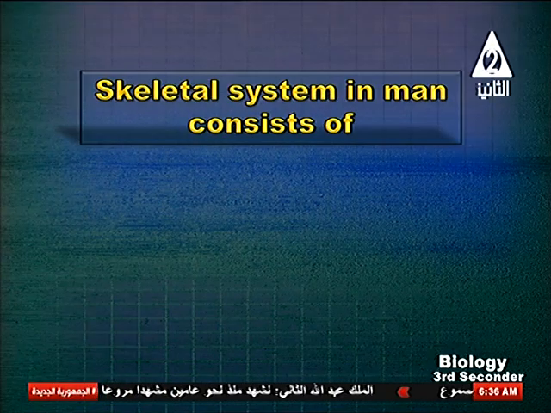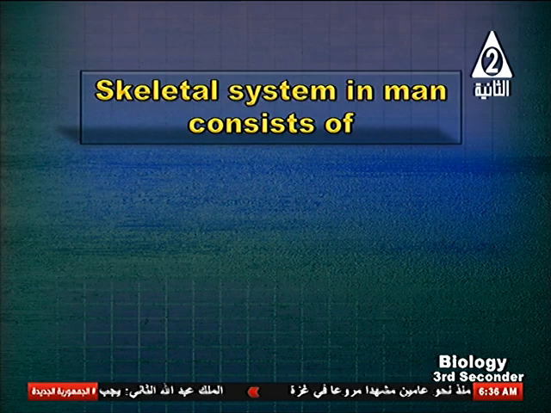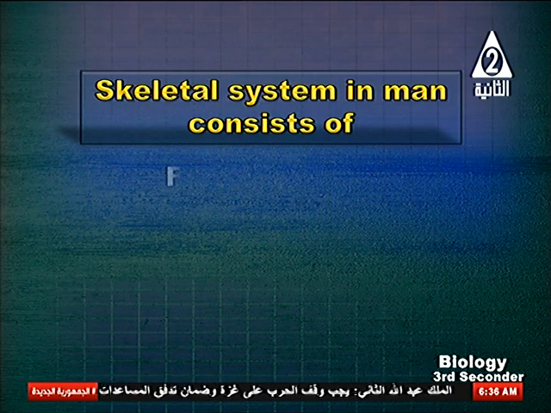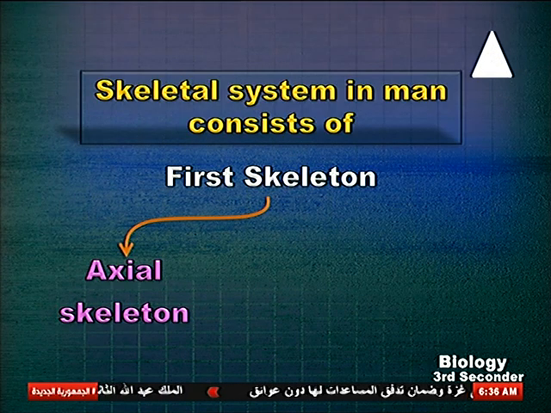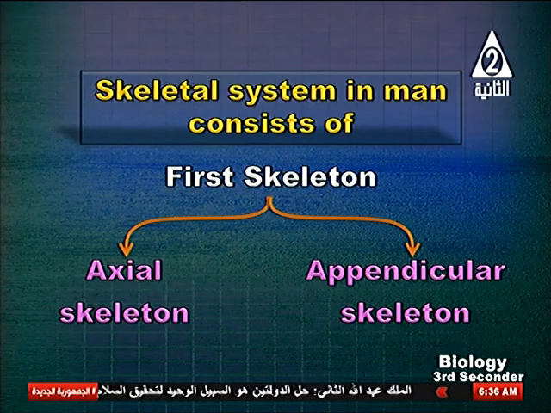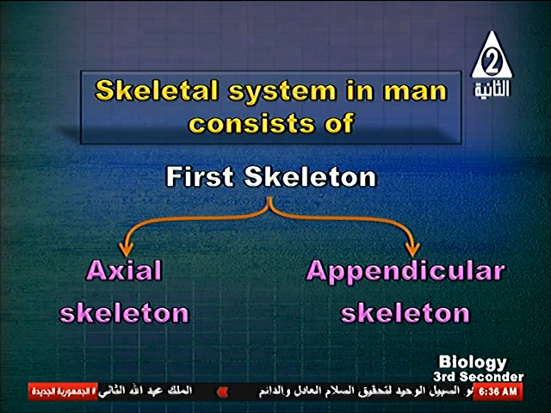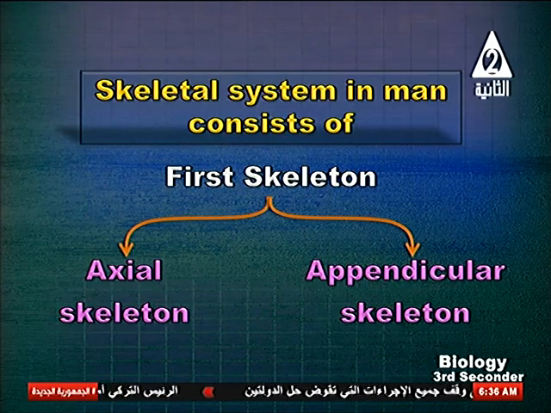Also, for the skeletal system in man, you need to understand and study the composition and structure of the skeletal system in man. The skeletal system in man consists of, first, the skeleton. The skeleton is of two types: axial skeleton, the main skeleton, which we can't live without, and appendicular skeleton, which helps the human to move. Again, skeleton, two types: axial skeleton and appendicular skeleton, both present in human. But the axial skeleton protects the main active organ, the central nervous system.